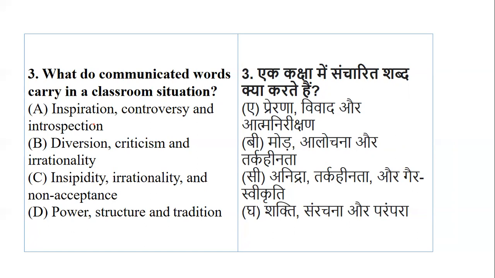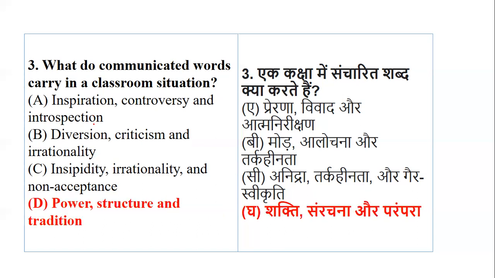So if you're talking about classroom communication, how should it be? Should it be of controversy, which is given in the first option, or criticism, or non-acceptance? If you go through all the options and try to find out, you will definitely be able to do this question correctly. So when we talk about classroom communication, it talks neither about controversy, nor criticism, nor non-acceptance, because those words are very regular words and you can understand them. But yes, it talks about the power, the structure, and the tradition. It means the authority, the structure of the classroom, and the tradition, the values of the classroom. So yes, the right answer is option number D.